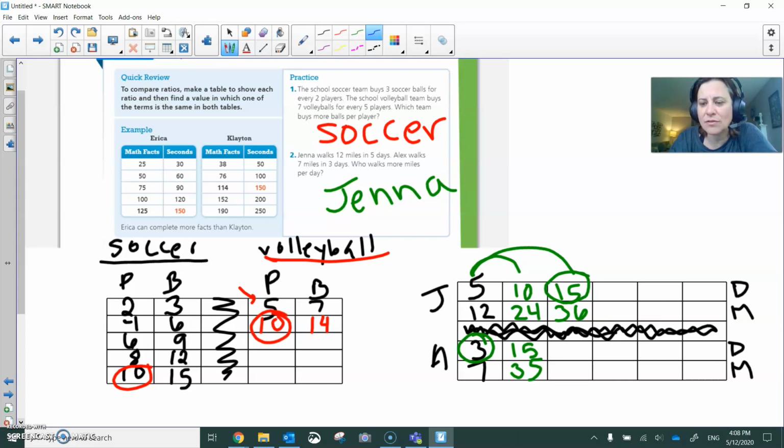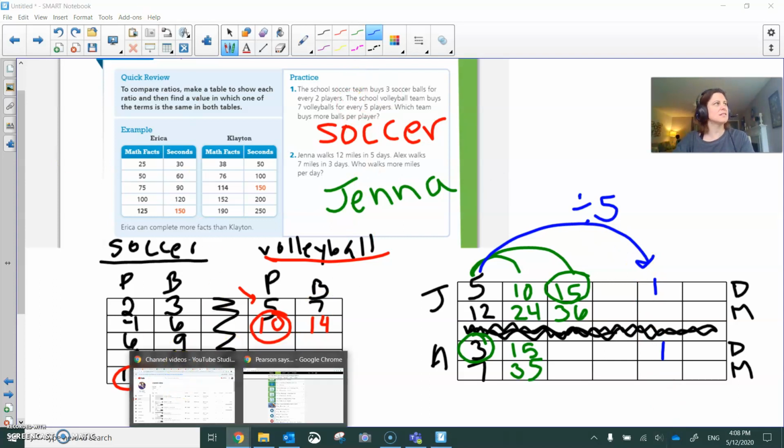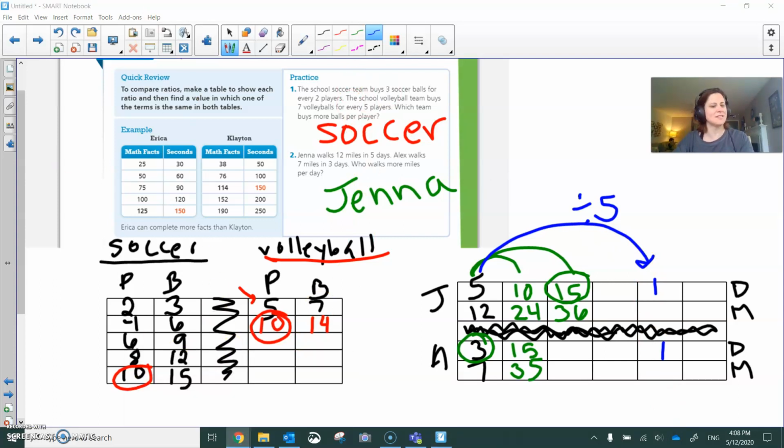So if Jenna walked for one day or if Alex walked for one day, to get from 5 to 1, you have to divide by 5. And 12 divided by 5 is, I'm going to look up here on this other screen, 12 divided by 5. 12 divided by 5 is 2.4. So this becomes 2.4.